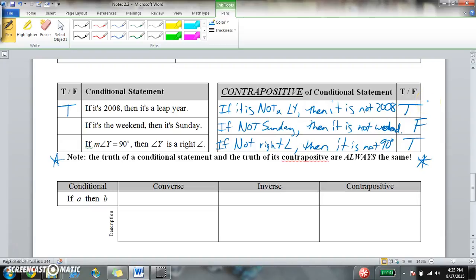That should have been true. Sorry about that. If it's the weekend, then it's Sunday. We said that that was false because it could be Saturday. Contrapositive is also false. If measuring a y of 90 degrees, then it's a right angle. That was true. The contrapositive is also true.